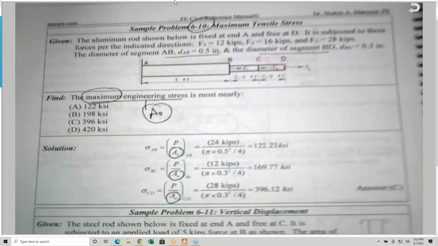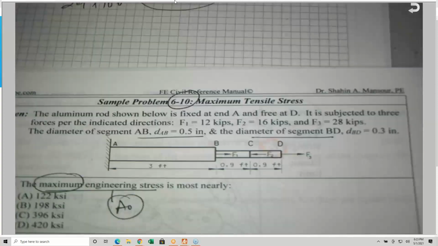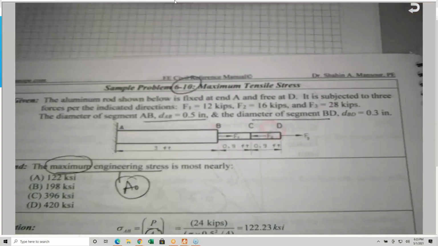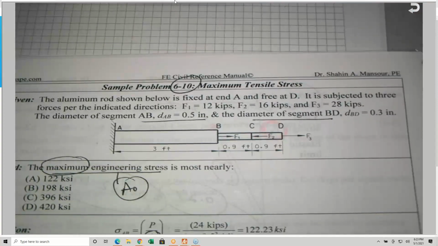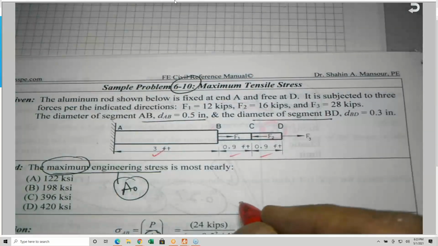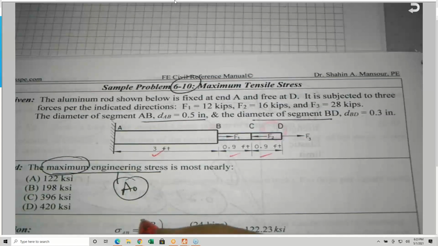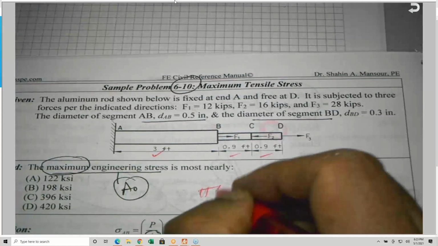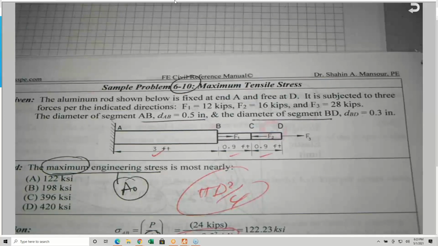Okay, so if you look at these forces here, I have F1, F2, F3. Let me get closer here, so at least you can see. If you don't have the book with you today, no problem. Okay, this is problem 6-10. The length is given. The diameters are given. And the area is equal to pi D squared over 4, as all of you know. Don't forget this, which is given here.